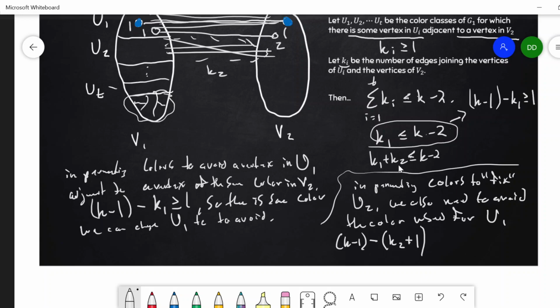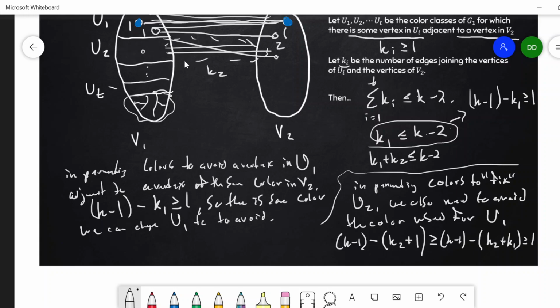Now, of course, I have K1 plus K2 is less than or equal to K minus 2, and I know K1 is at least 1, and so this is greater than or equal to K minus 1 minus K2 plus K1, and since I know any partial sum of this is less than or equal to K minus 2, I have at least one color here for this. So I still have one color. And so I can permute the colors of U2 while leaving the colors of U1 fixed, and fix U2 so that there's no vertex here adjacent to a vertex here of the same color.